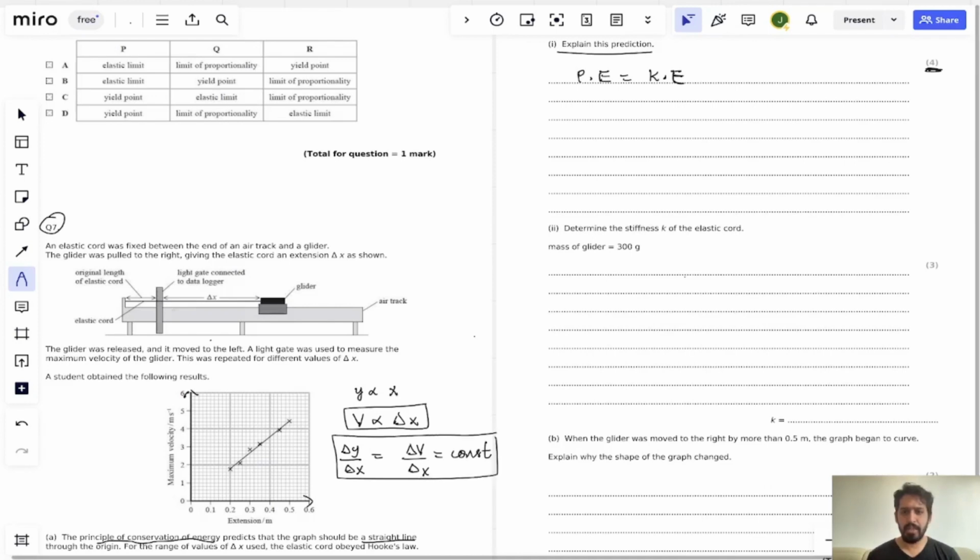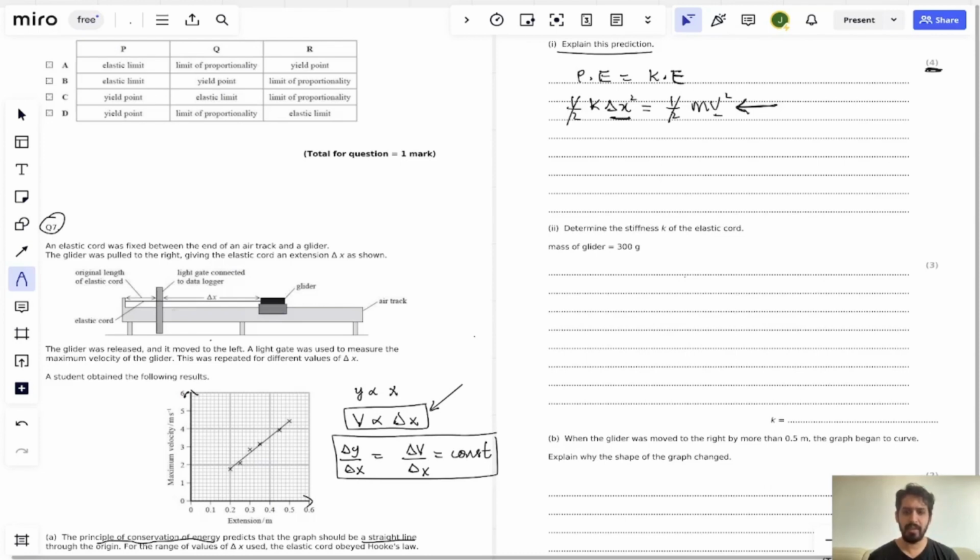Now, our principle of conservation of energy, so potential energy, we know that it will be the elastic potential energy stored in the spring or the cord. So we can write elastic potential energy, which is 1/2 k delta x squared. And kinetic energy, we know that it's 1/2 m v squared. Now, even at this point, if you cancel 1/2, you can see that k, which is a spring constant, is constant. Mass is also constant, it is not changing. So you can see that velocity is proportional to the extension.